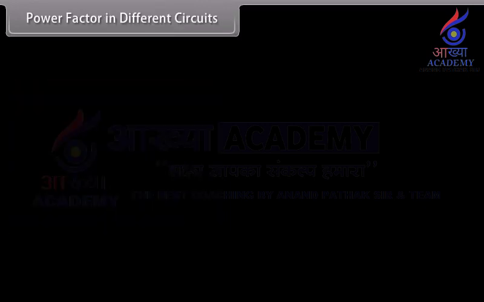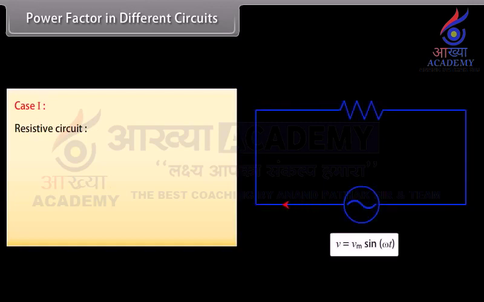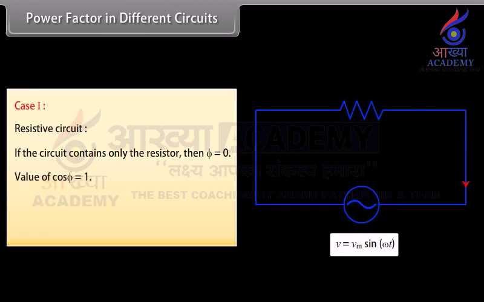Power factor in different circuits. Case 1. Resistive circuit. If the circuit contains only the resistor, then phi is equal to 0. Value of cos phi is equal to 1. There is maximum power dissipation. P bar is equal to the product of VRMS and IRMS.